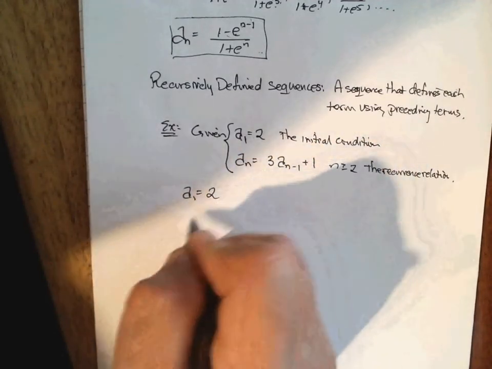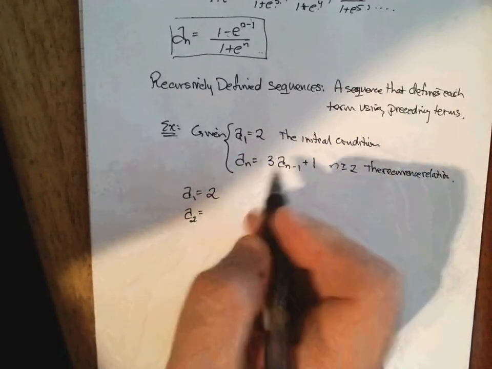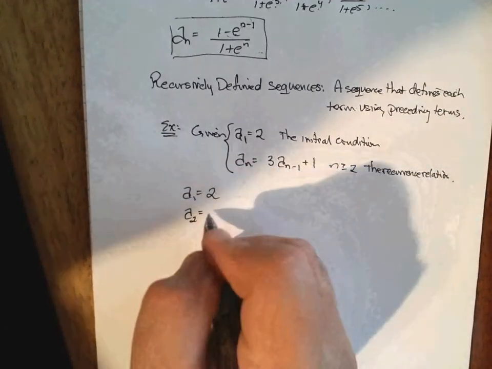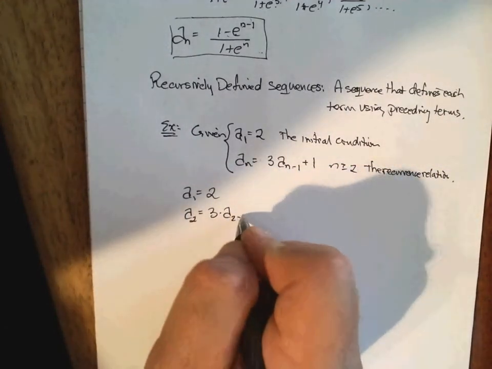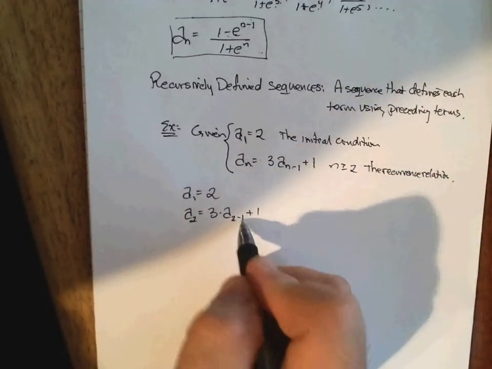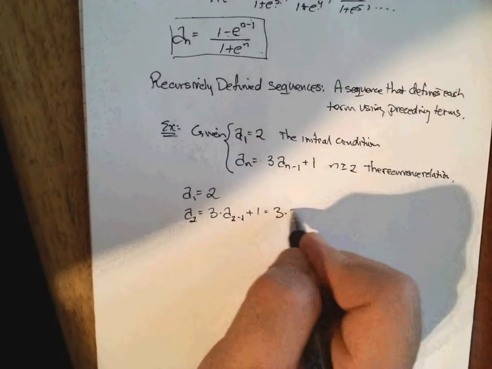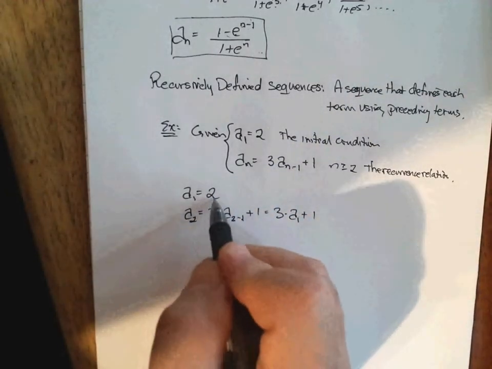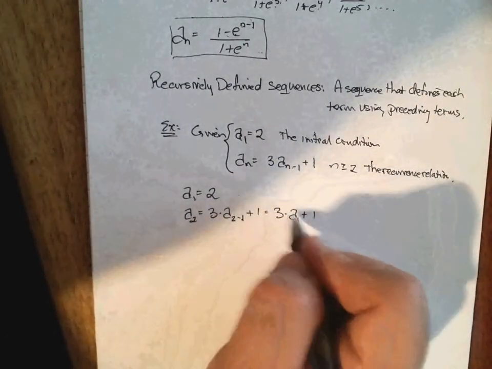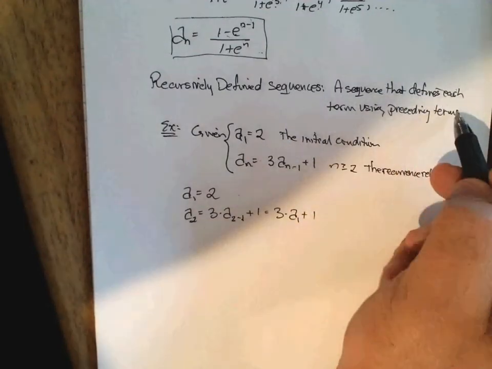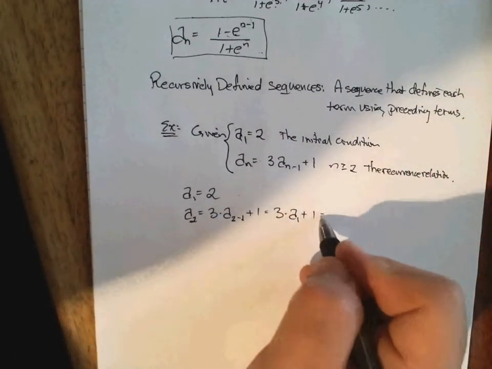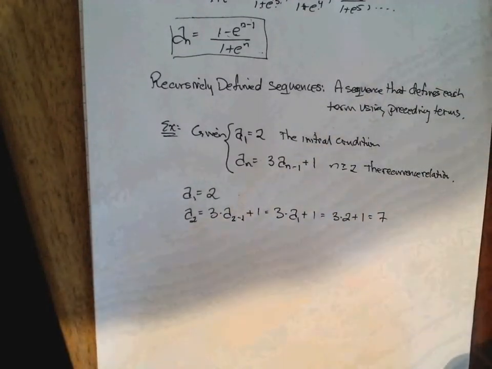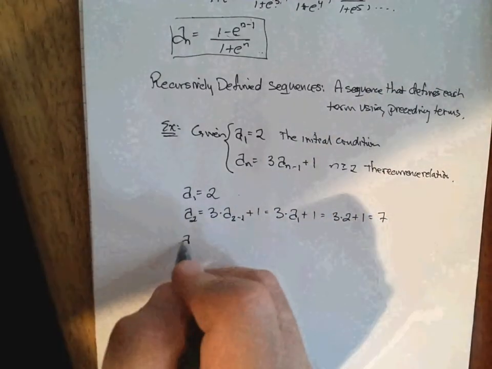Of course, the first term that was given to us is 2. What would the second term be? Well, a sub 2, when n is 2, that's 3 times a sub (2 minus 1) plus 1. 2 minus 1 is 1, so that's 3 times a sub 1 plus 1. And we know the value of a sub 1 already. It's 2. So from the preceding term, we figure out what this term is going to be. 3 times 2 plus 1, and I get 7.